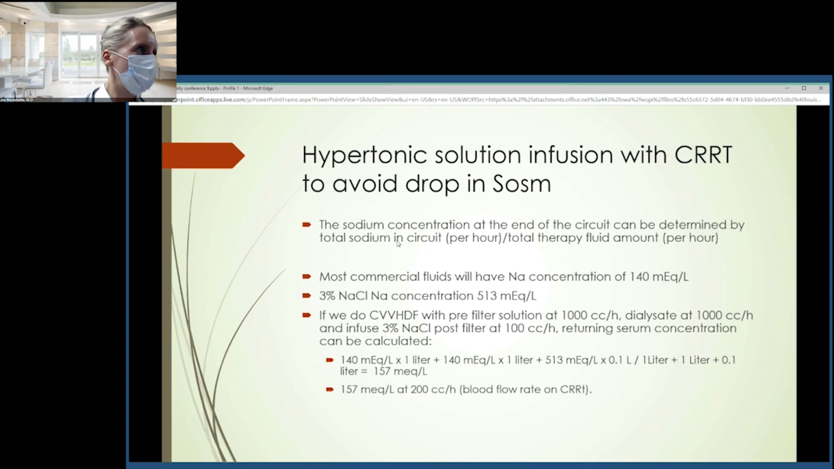Since we can't choose higher sodium baths, because we don't have these options, it's either Prismasol or Phoxillum, which is 140 sodium, we can actually use hypertonic saline to be infused post-filter into the patient's bloodstream. And then that will increase your sodium concentration that goes back into the patient through the return venous line, right? Not to shoot completely in the dark, but to get some kind of idea of what sodium concentration you're going to be giving, there's a formula that you can calculate it.